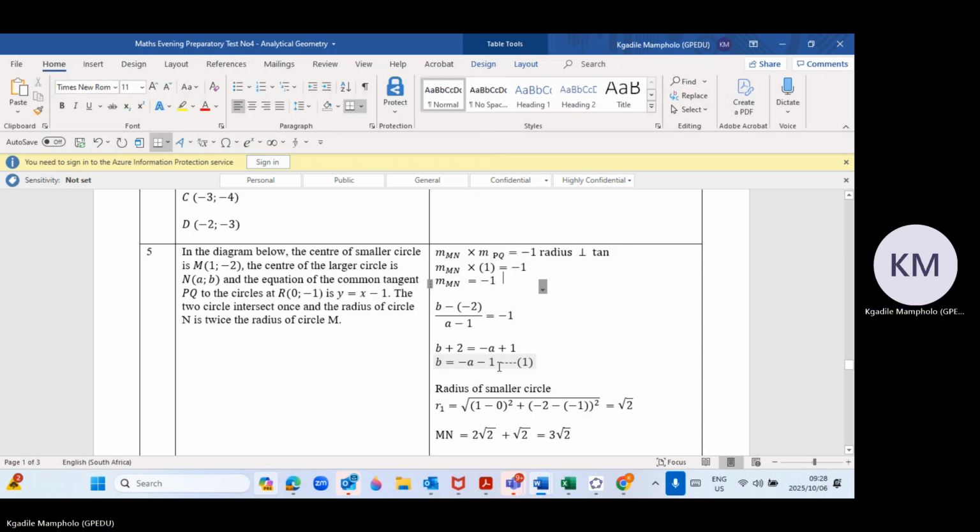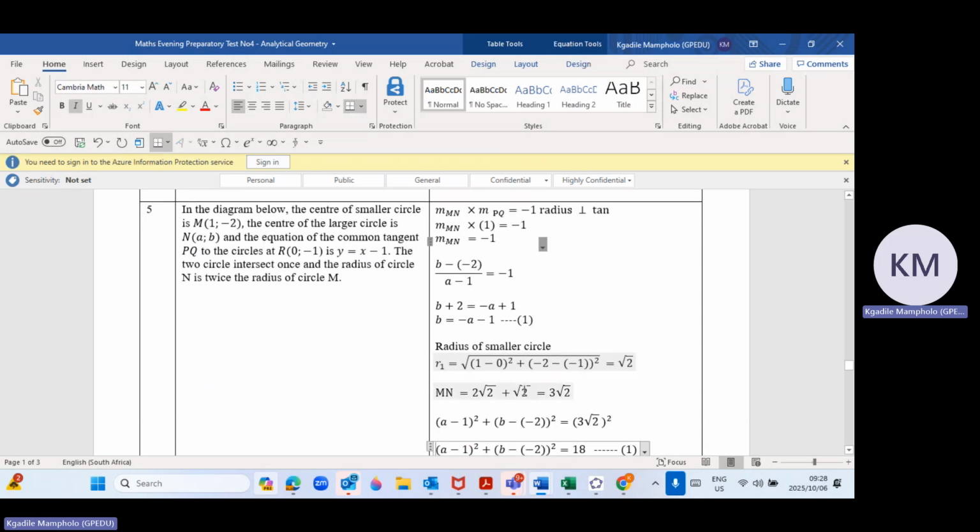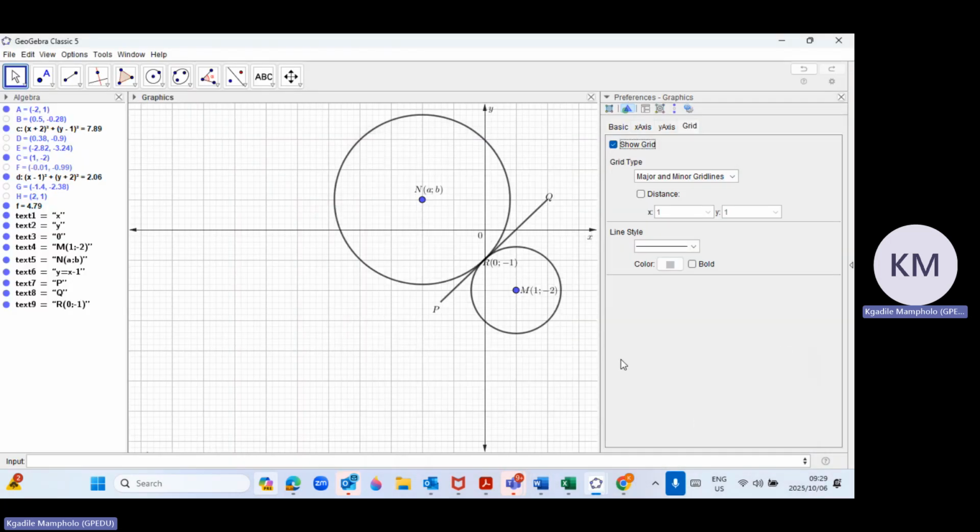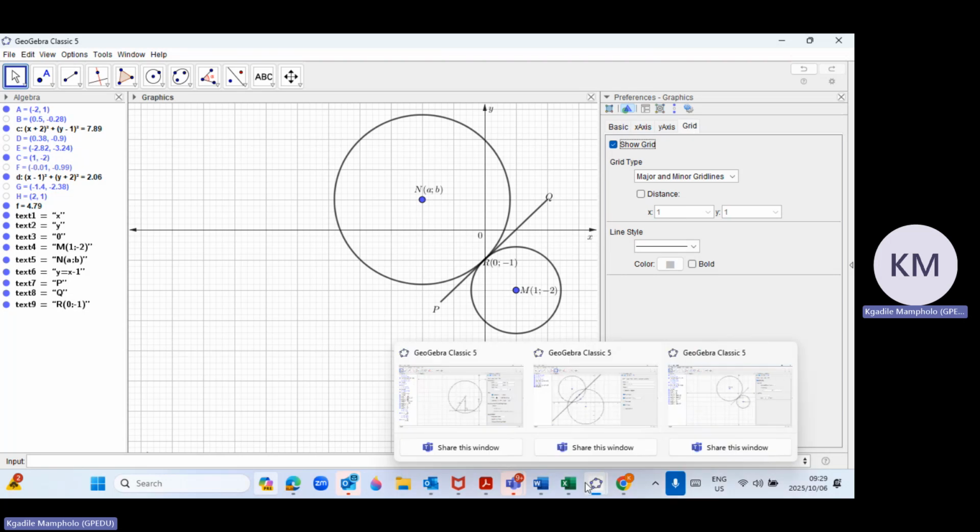Now, this is equation 1. Equation 2, we are going to create by using the distances, because we're given that the radius of circle N is 2 times the radius of circle M. So you say R1, which is the radius 1, substitute, you get the answer. The answer will be √2. It means the length of MN will be 2 times √2 plus √2. Remember the, let me put it this way.